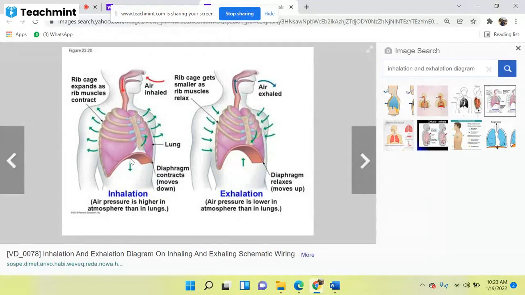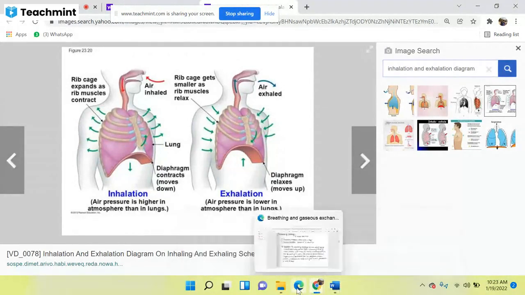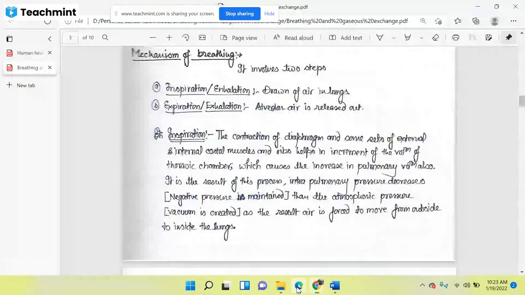So we have seen how inhalation and exhalation take place. We will understand the same thing here also. Inspiration: what step by step processes are taking place in this inhalation process? We will see here the contraction of the diaphragm. I told you the diaphragm is a dome shaped structure. It divides the thoracic cavity and the abdominal cavity.